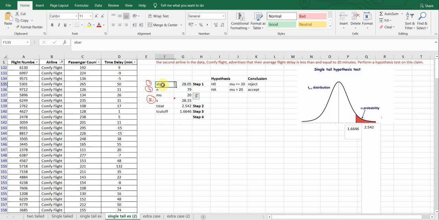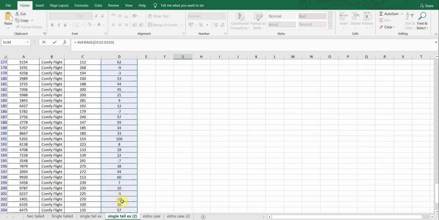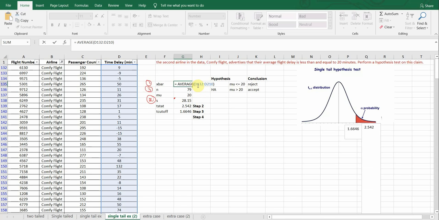Then the next one is X bar. X bar is nothing but the average of the time delay column. Why time delay? Because it is saying the average flight delay. So we are only interested in the time delay column. So we just put the formula as average of all the values of time delay for Comfyflight, till 210. This is what is visible over here, and click on enter. You will get the value as 28.05.